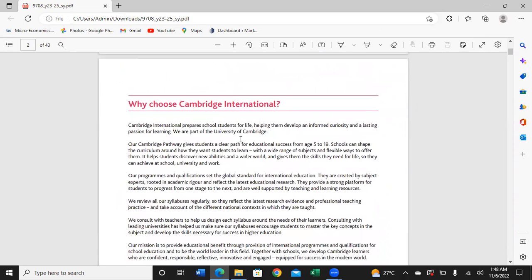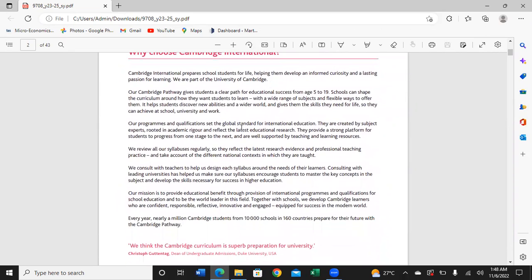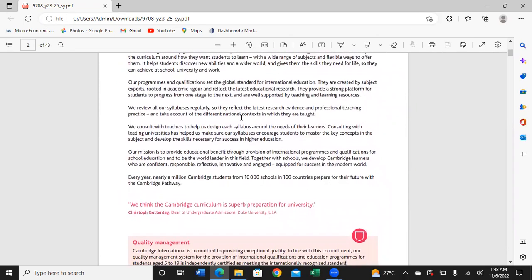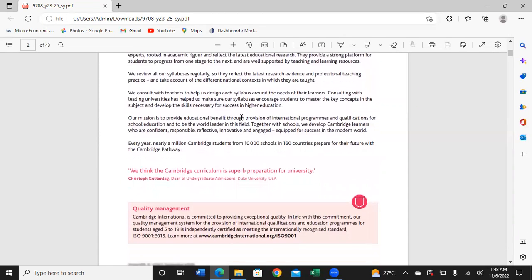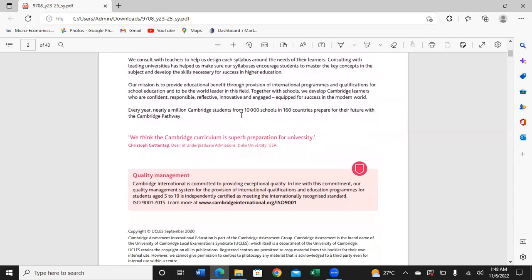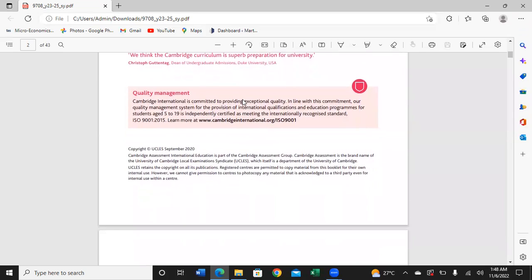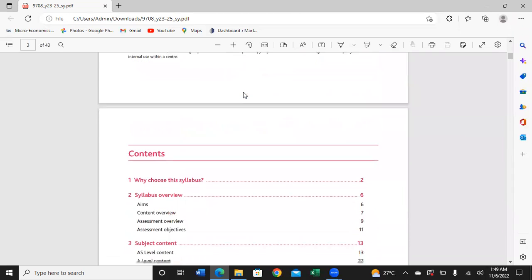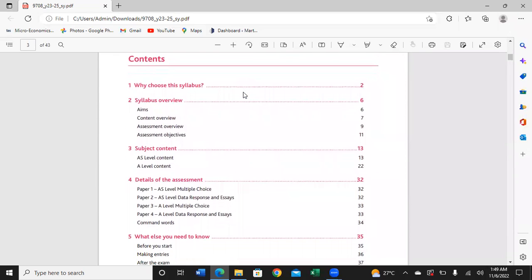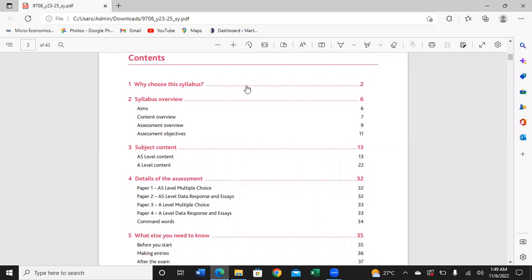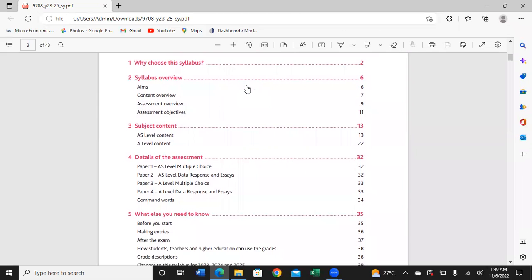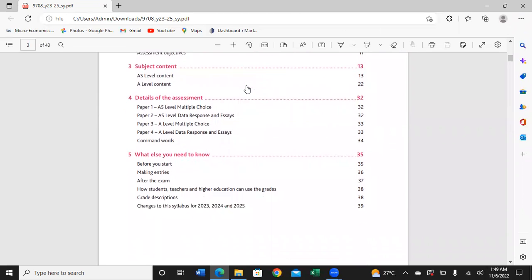Why choose Cambridge International? They have laid down their own qualities and they are persuading the students that Cambridge is better than any other board available around the globe. So quality management, they are going to focus, and these are the contents. What are the aims, content overview, assessment overview, and assessment objectives? And what are the syllabus contents which we are going to see? And what types of papers they are going to take in your final exams?